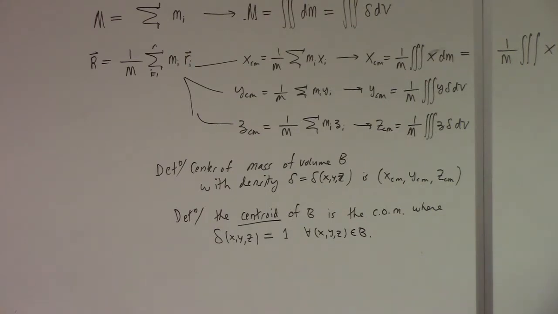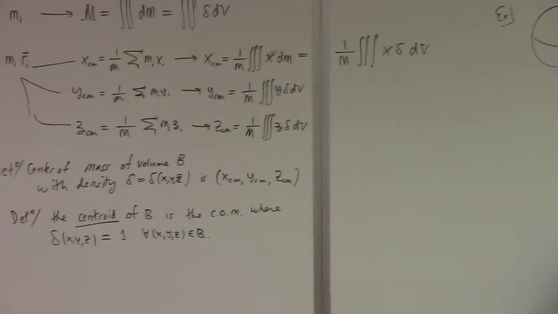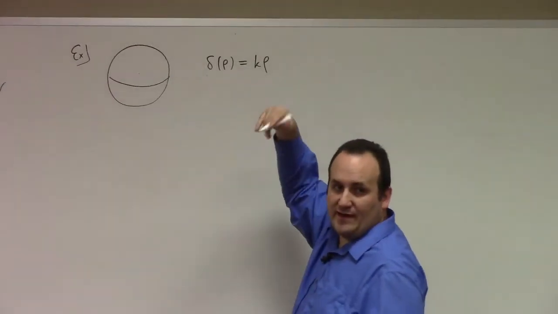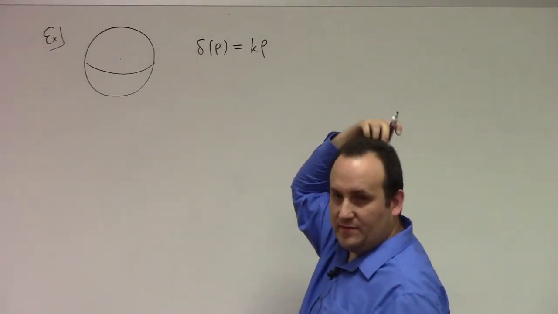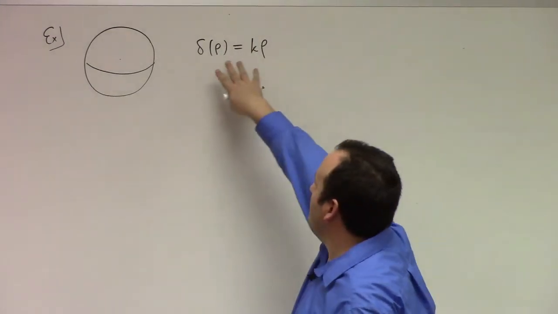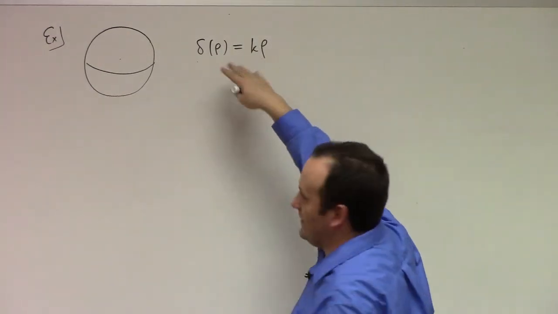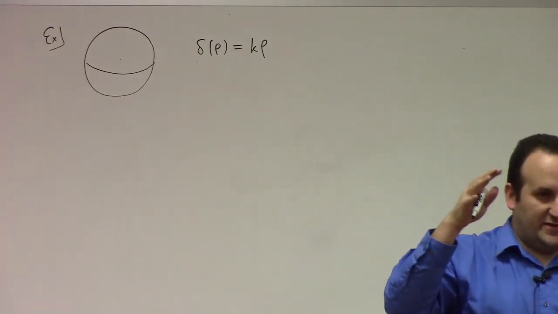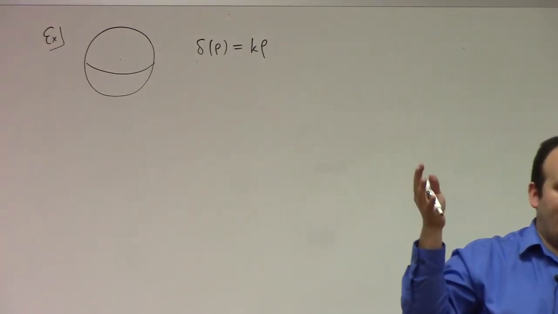Well, let's take a sphere. And suppose this sphere is something like the density as a function of volume is equal to, let's say, k times rho, where k is some proportionality constant. So that's kind of a weird thing. It's like it has almost zero mass at the center, and then it gets more and more massive as you get to the edge. So what would the mass of this be?